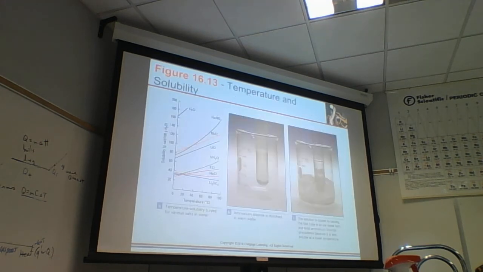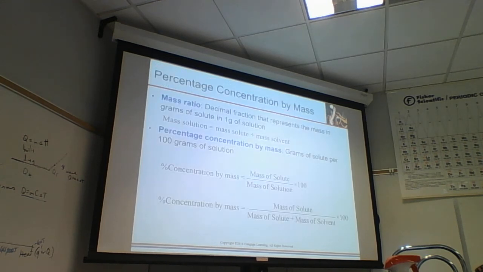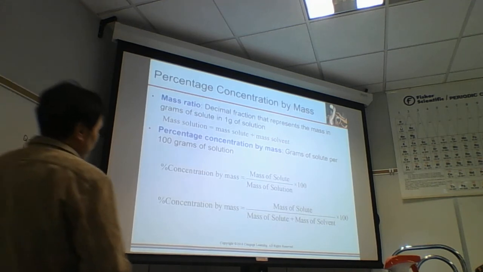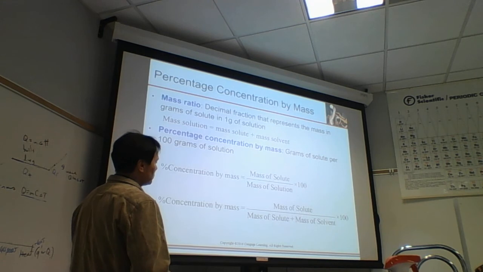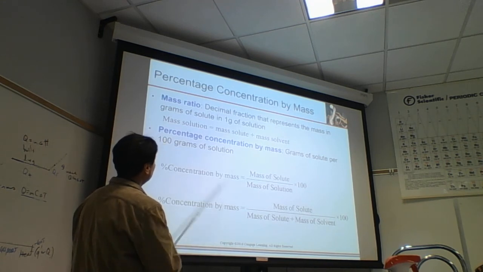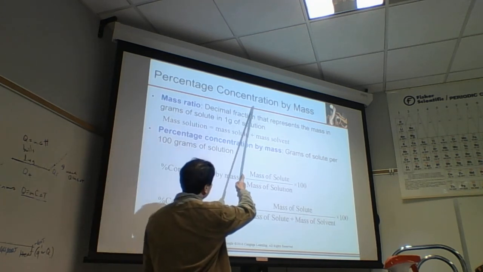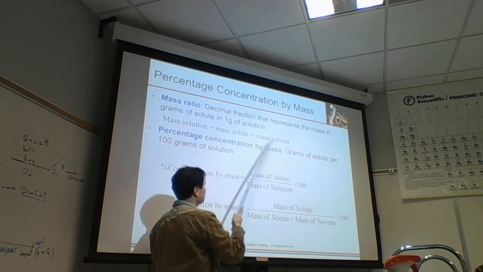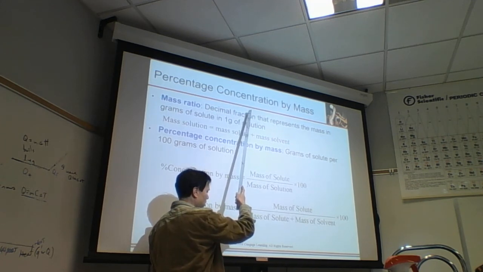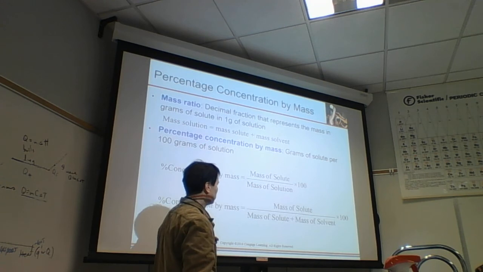All right, now once we form a solution, this you just need to know typically increases for solids. This decreases. Once we have a solution, then we want to characterize the composition of the solution. The composition, in other words, is called concentration. The concentration of the solution is going to be given by different units.